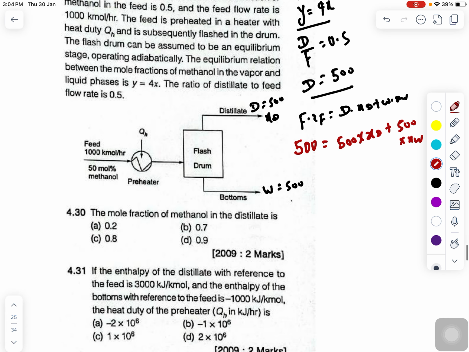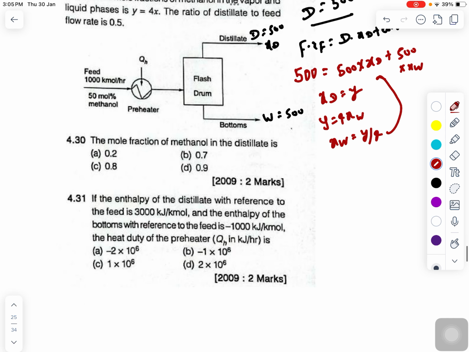And let's say XD is equal to y, so y is equal to 4xw. So what is xw? xw is y divided by 4. So I'll substitute these things here.